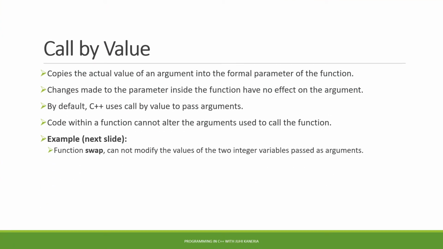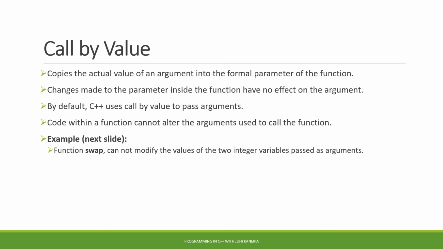Call by value. We all know what actual parameters and formal parameters are. Those were discussed in our previous session on functions. So whenever the actual values of an argument are copied into the formal parameters of the function, we call that type of function call as call by value.